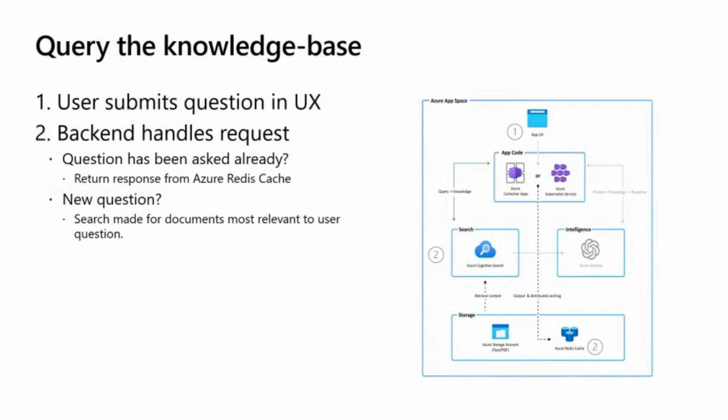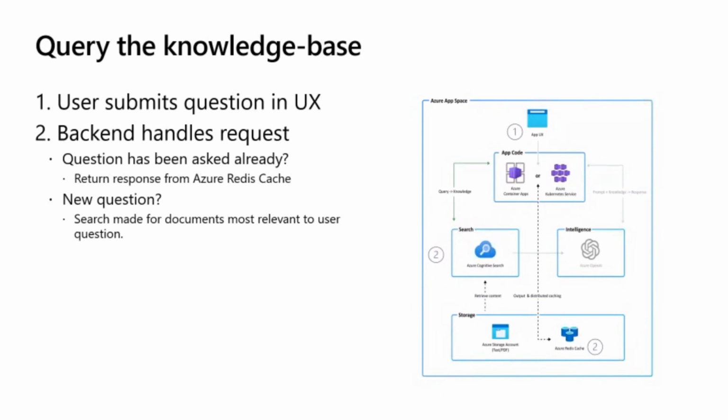When a user submits a question in the UI, the backend handles that request. If the question has been asked before, the backend first looks in the cache. What this does is help provide quicker responses rather than going through the entire process of generating a new response. That takes us to the next part. If the question is new, the knowledge base is queried for the most relevant documents using Azure Cognitive Search.